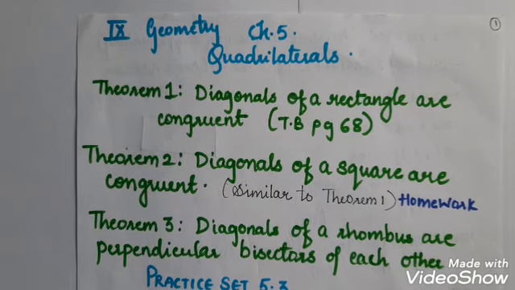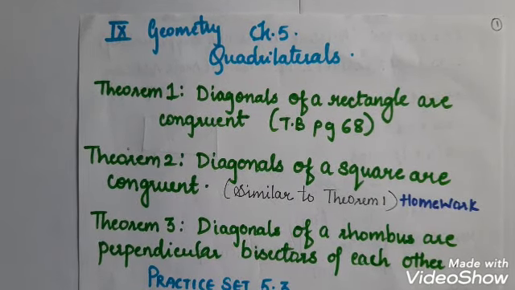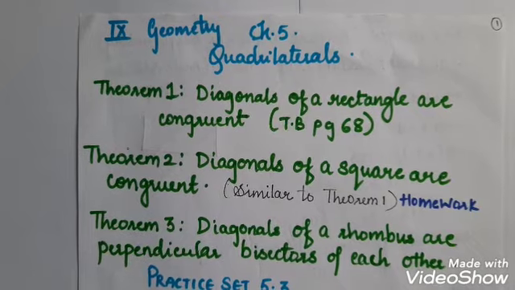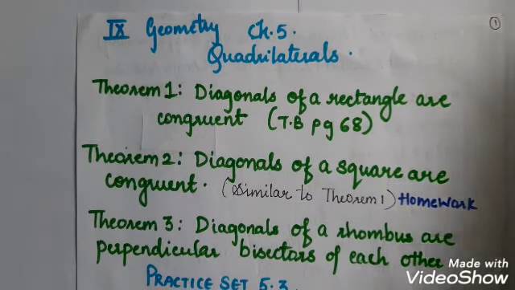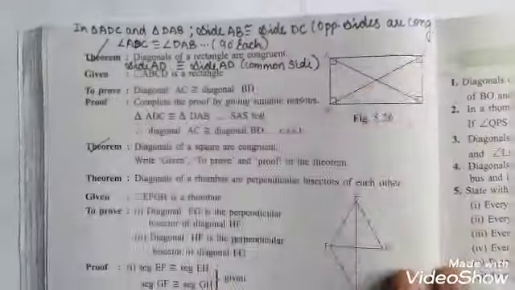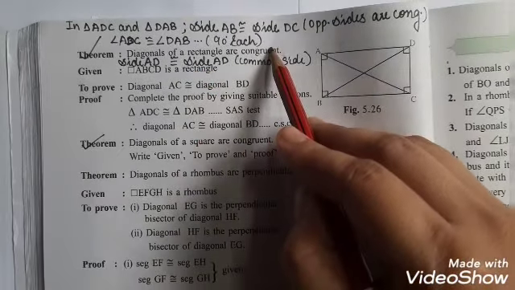We shall continue with chapter 5, quadrilaterals. Let's see the theorem on page 68 of your textbook: diagonals of a rectangle are congruent. So now open your textbook to page number 68 and let's learn the theorem. Diagonals of a rectangle are congruent.